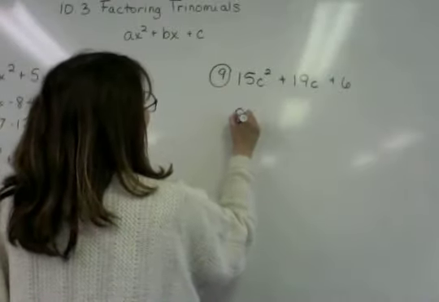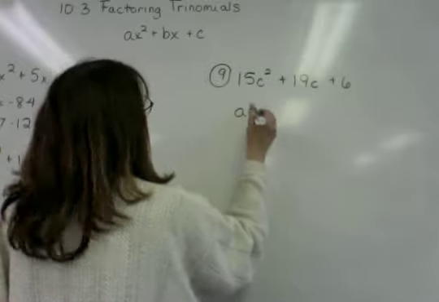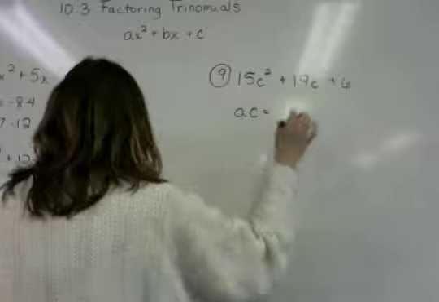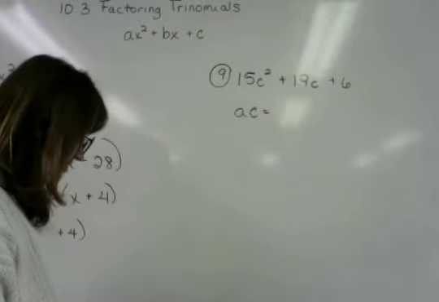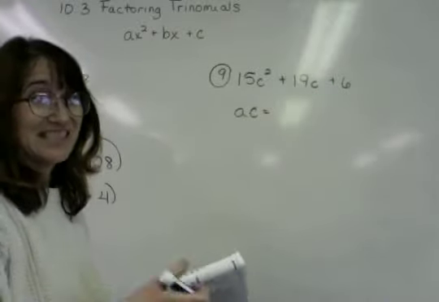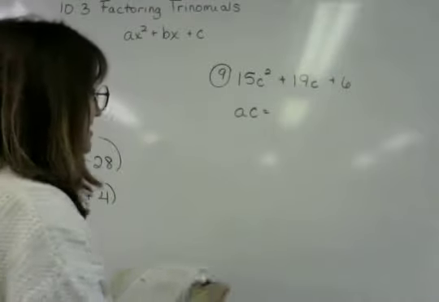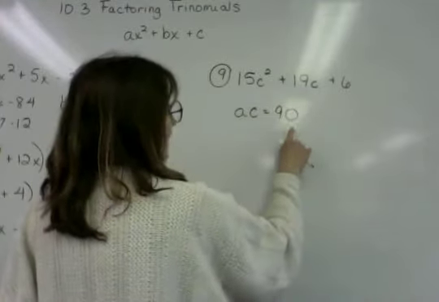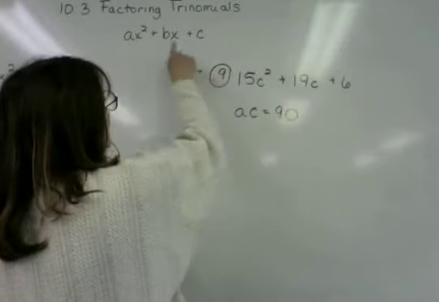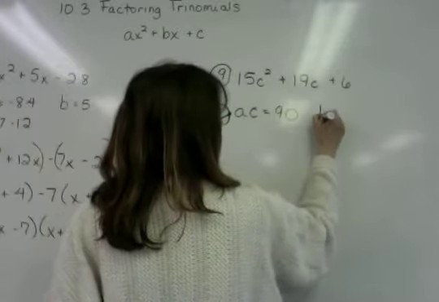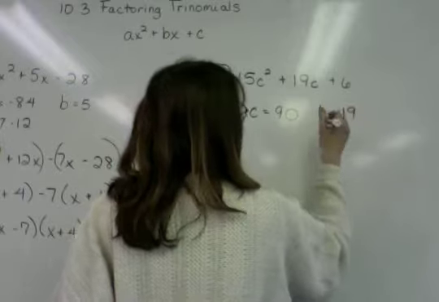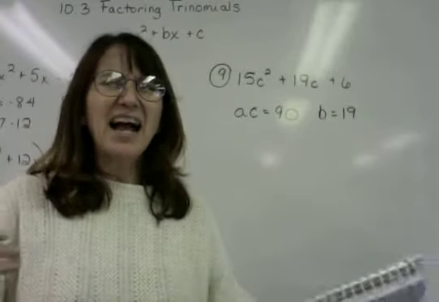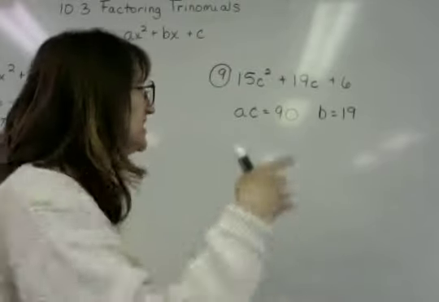So a and c added together. That would be the 15 multiplied to the 6. The 15 multiplied to the 6 is going to be 90. 15 times 6 is going to be 90. I'm going to look for factors from that that's going to equal b, which is b would be 19. Factors of 90 that would end up, if I added them together, would be 19.